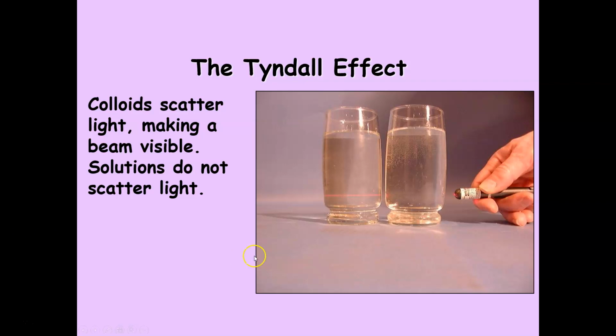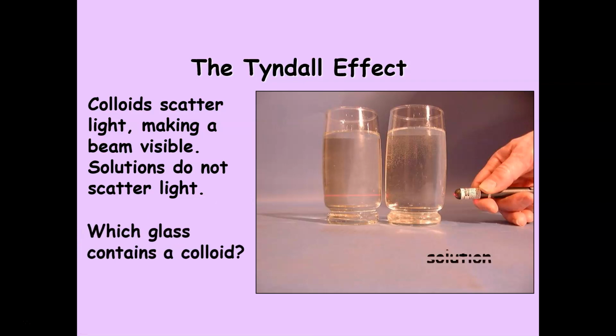Here you can see they've got a laser pointer. You can't see a line through this one, but you can see a line through this one. If you had a suspension, you can generally see the laser if it's clear enough. If it's opaque and the light can't shine through, then it won't. But with colloids, the particles are small enough you can't see them with the naked eye, but if you shine a laser through them, they'll reflect light. That's the difference, the Tyndall effect. So which one's a colloid? Solution, colloid. There you go.